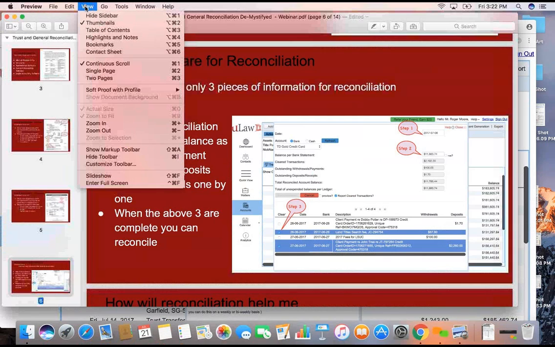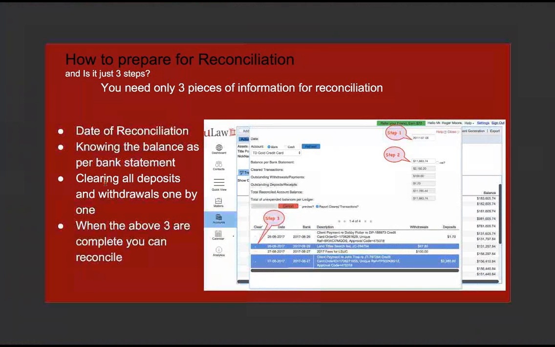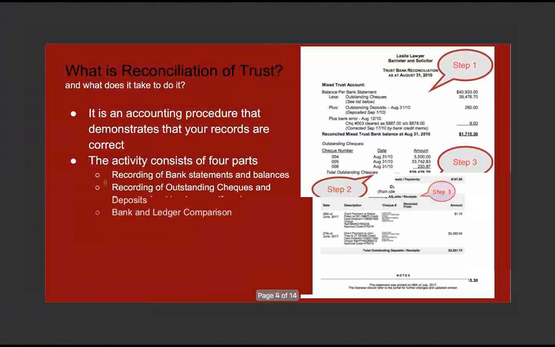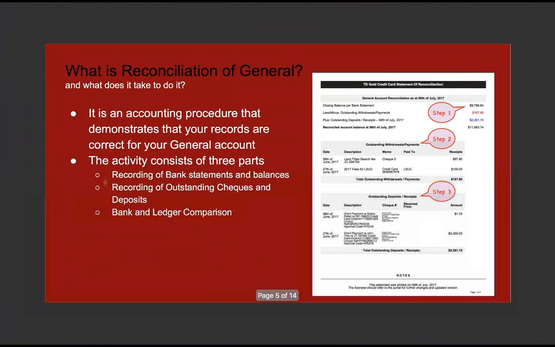day, right? So that's why we're saying, hey, if reconciliation is such a simple process, that the trust reconciliation is a 4-step process, general reconciliation is a 3-step process, and you did it so fast by just keeping your bank statement and the software right next to each other and clearing the transactions one by one. That's it. You completed your reconciliation, download your compliance statement, and be done with it.